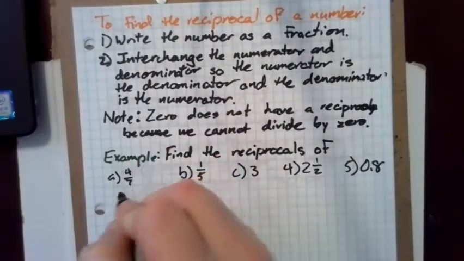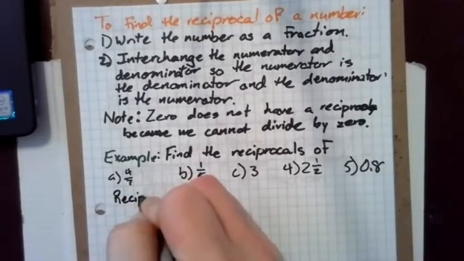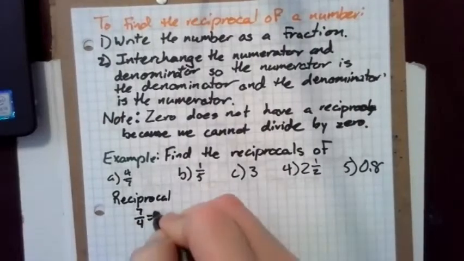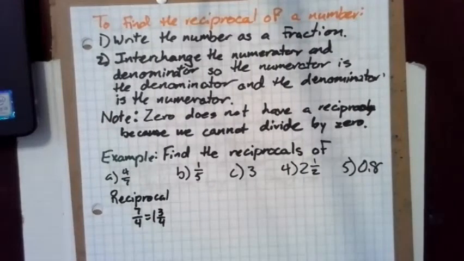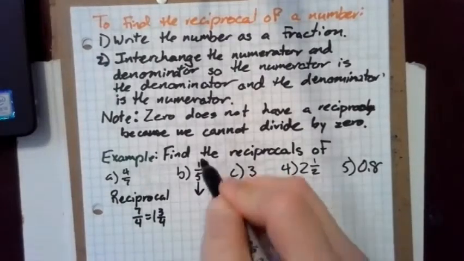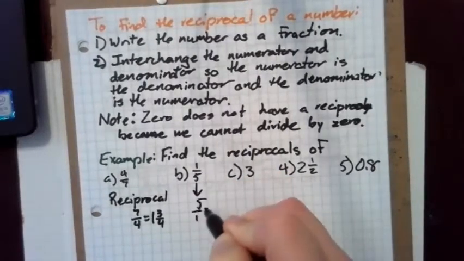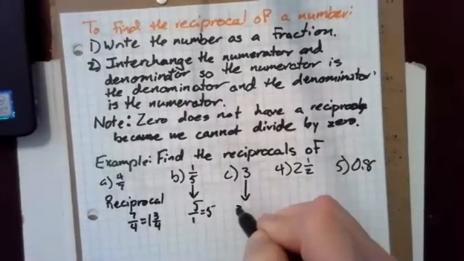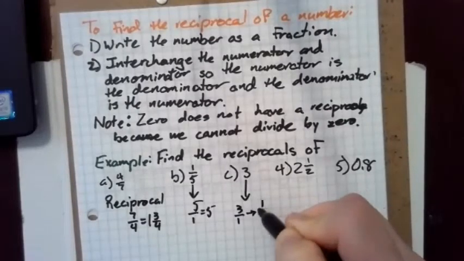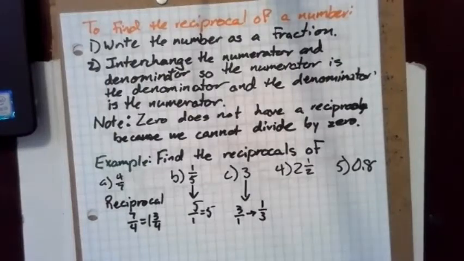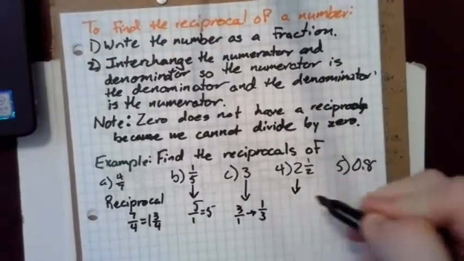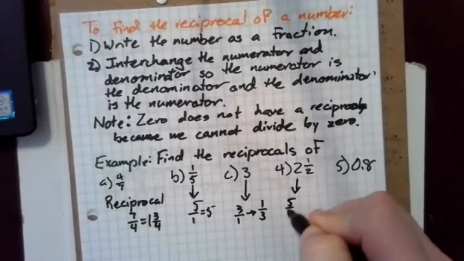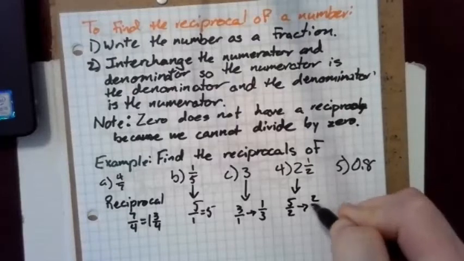We'll start with 4/7. The reciprocal is just 7/4, which of course is 1 3/4 if we want to write it as a mixed number. 1/5 becomes 5/1, which is just 5. We have to rewrite 3 as 3/1, which gives us 1/3 as its reciprocal, which we already knew from the previous page. We'll rewrite 2.5 as an improper fraction to get 5/2, which gives us a reciprocal of 2/5.